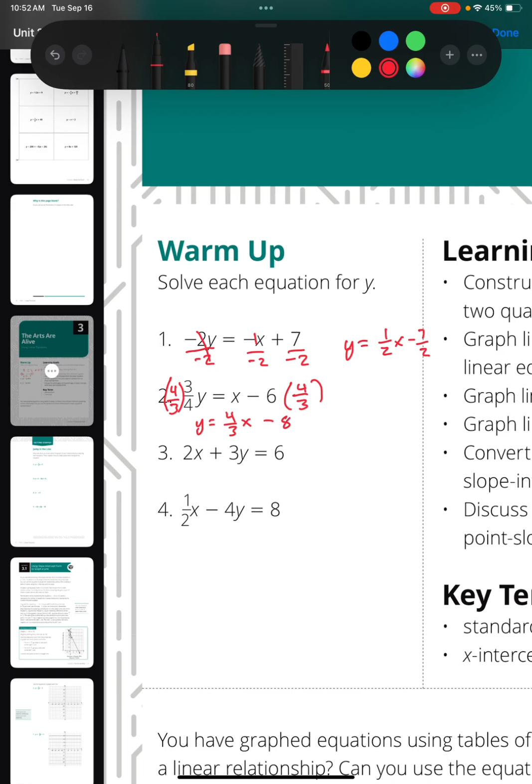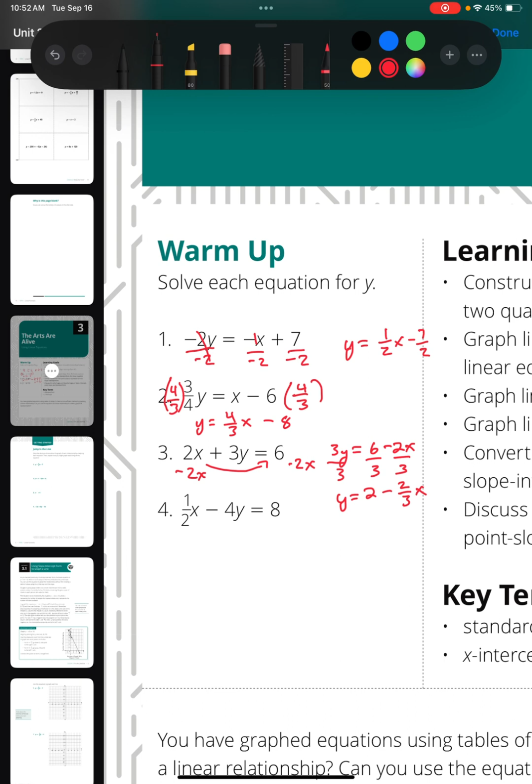Okay, and then the next two are in standard form, so we're going to have two steps. First, we have to move that x to the right side, so -2x. I'm going to write it over here. So we have 3y now on the left equals 6 minus 2x. And then we would need to divide everything by the 3. So it gives us 2 minus 2/3 x.